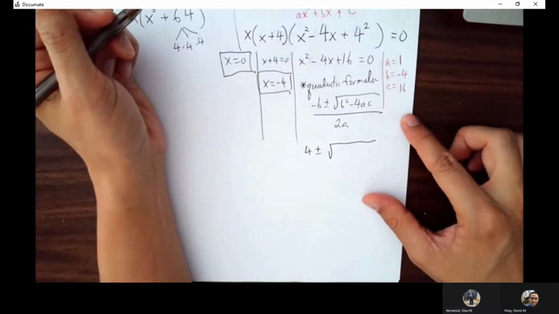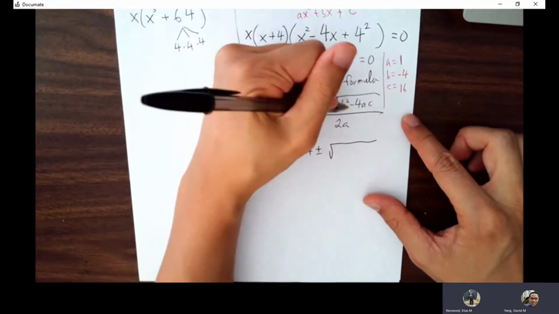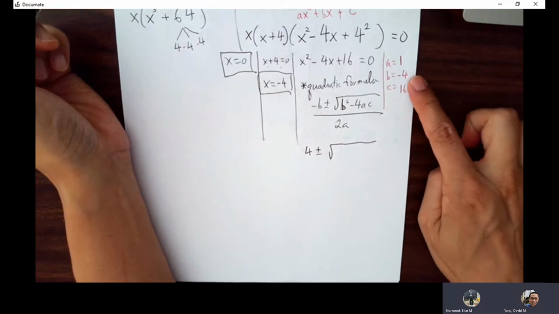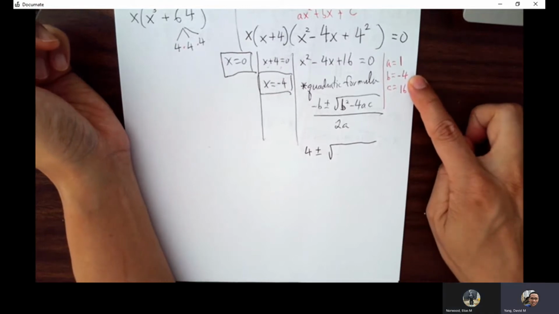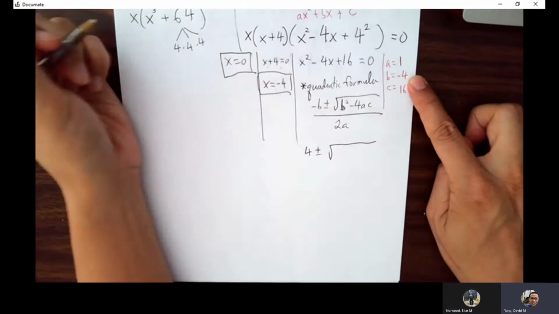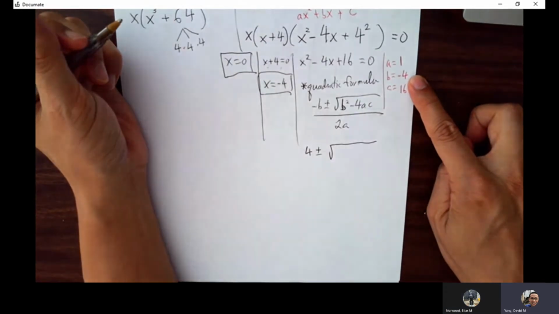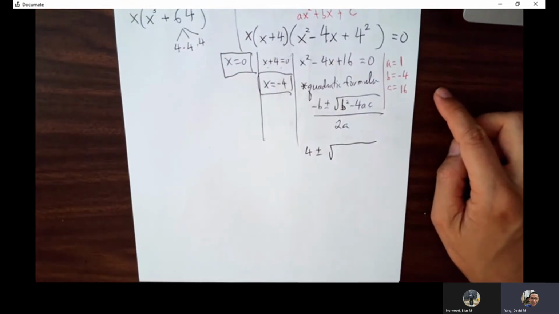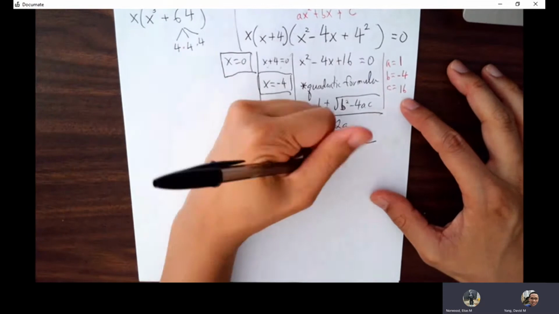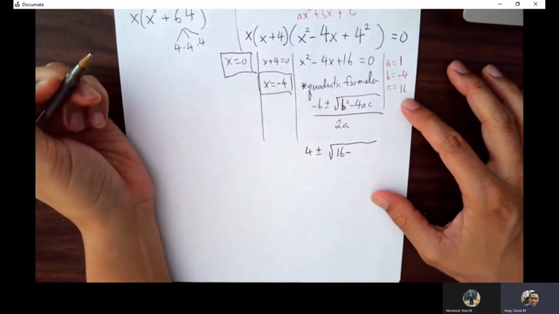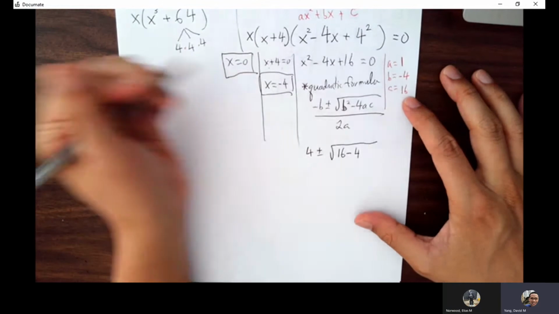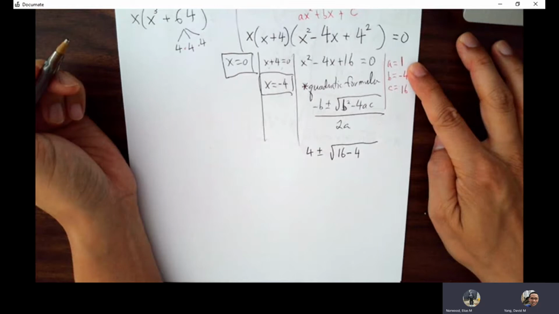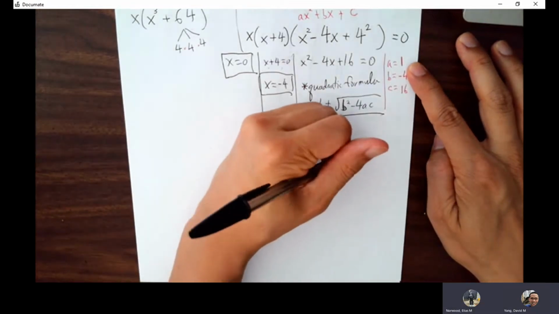Square root of that b. That's b, yeah. So it's negative 4 squared. That's -4 squared. You know what -4 squared turns into? 16. Minus 4 times AC, 1 times 16.